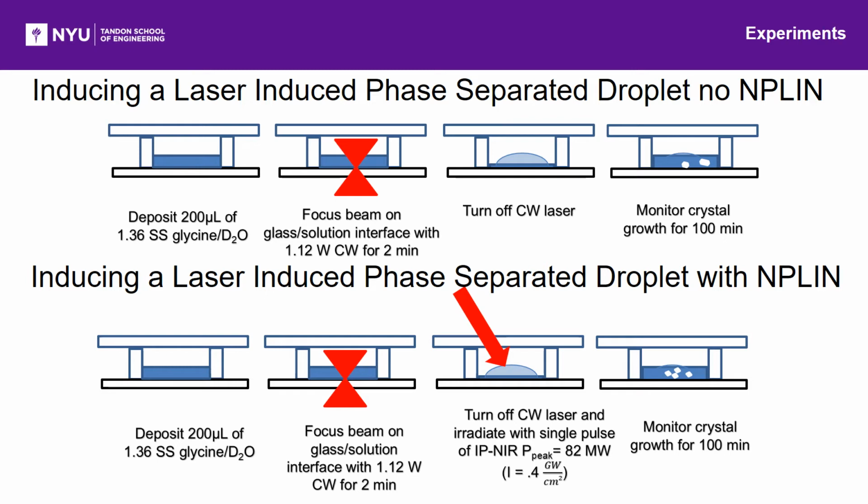So, we chose a supersaturation of glycine that is below the threshold for nucleation in NPLIN systems. Then, we focused the beam at the glass-solution interface to form the laser-induced phase separated droplet, and monitored it for 100 minutes. Then we did the exact same thing, and shot it with a single pulse of an intense pulse beam, and watched it for 100 minutes. The idea was, if we are able to nucleate this laser-induced phase separated droplet using NPLIN, then there might be a localized supersaturation increase, or it might tell us something about NPLIN that we didn't know before.